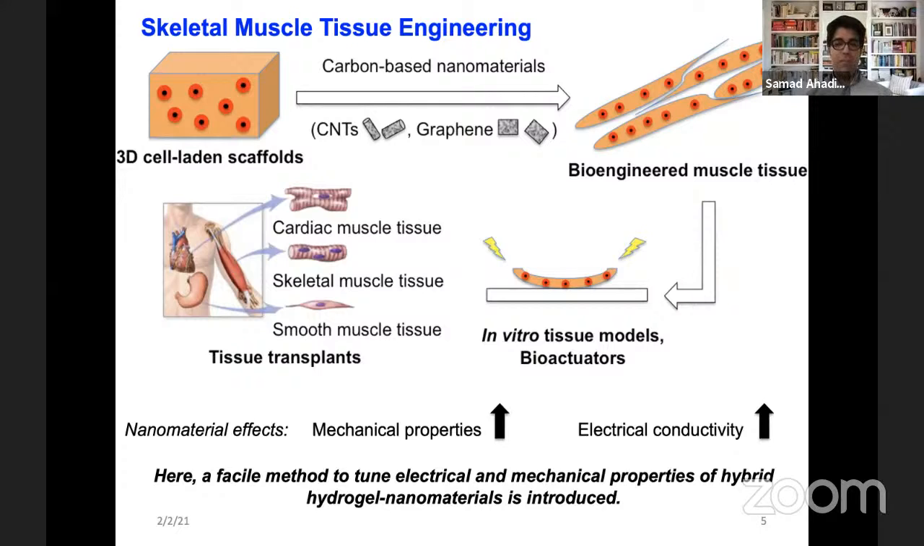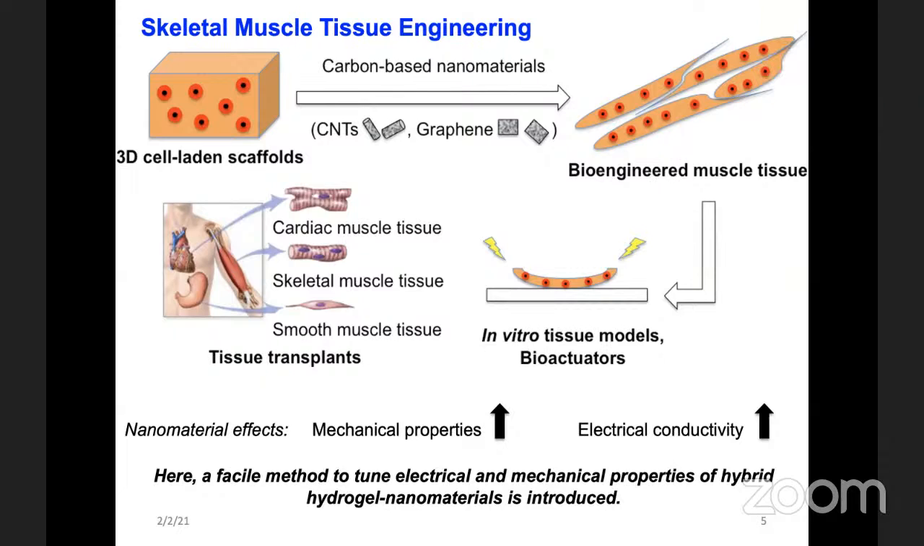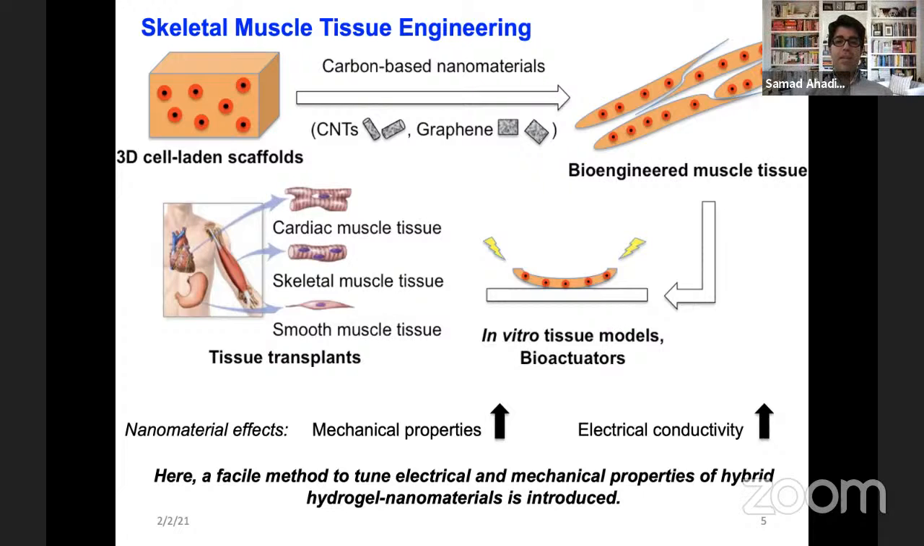For example, they can be used as in vitro tissue models for drug screening. Currently, many pharmaceutical companies are interested in using this kind of human-based engineered tissues to test different drugs on the different kinds of tissues in the body. And specifically, muscle tissues can be used as bioactuators, because they have contractility and can respond to electrical or mechanical stimulation applied from outside of the tissues.